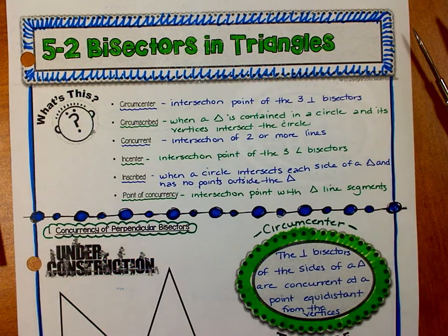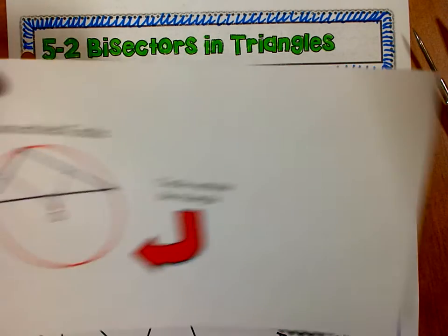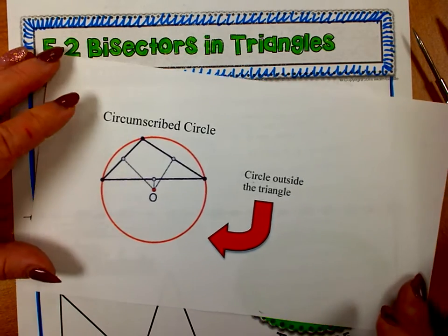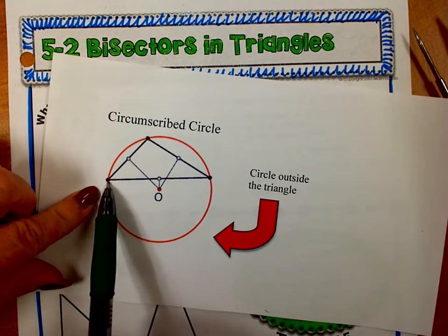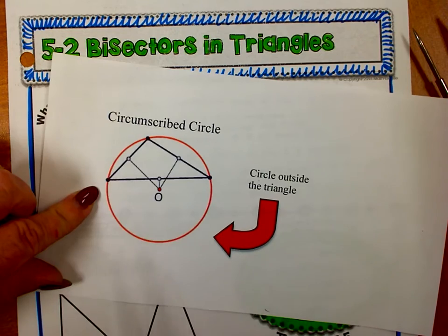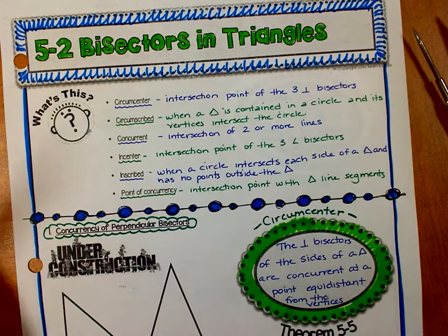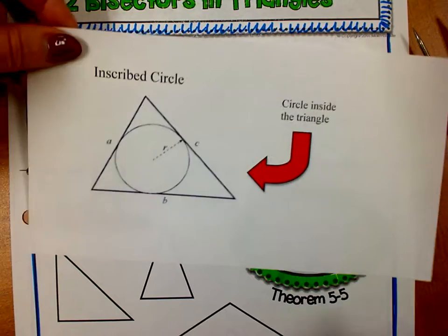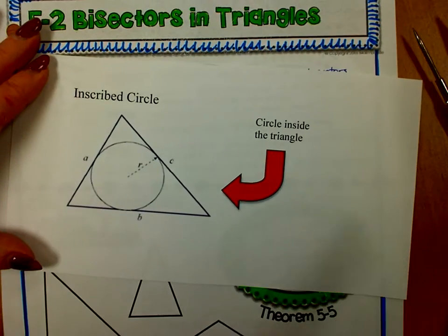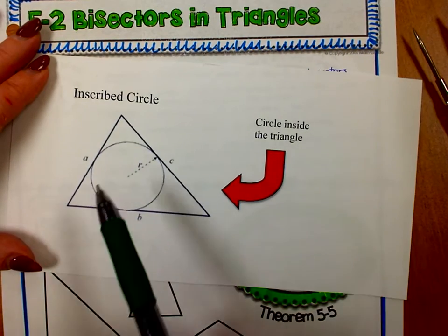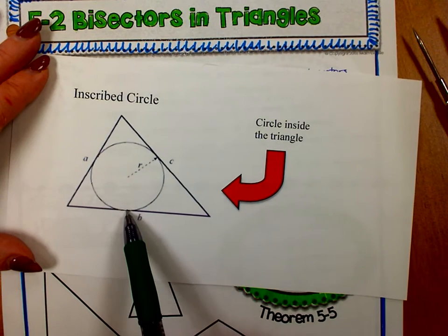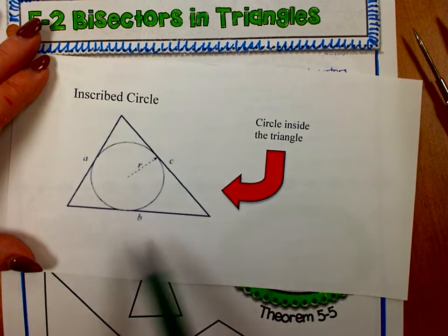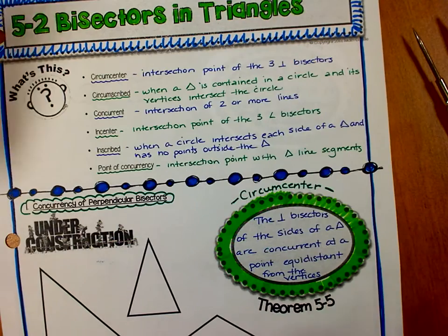So let's take a look at a picture. The first one is a circumscribed circle. That means that the circle is outside the triangle. Each of the vertices of the triangle is on the circle. Then we have an inscribed circle. An inscribed circle is inside the triangle, and its radius touches the sides of the triangle, but no part of the circle is outside of the triangle. We'll be working on those a little bit later.